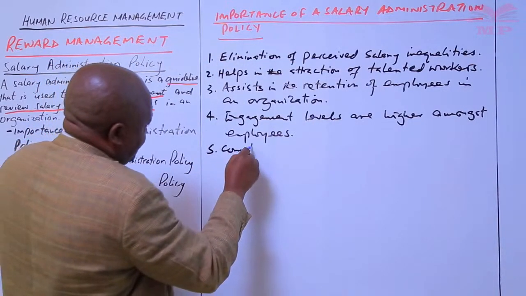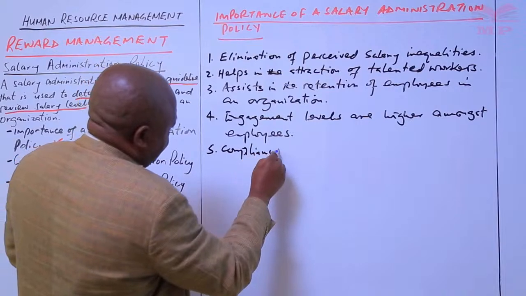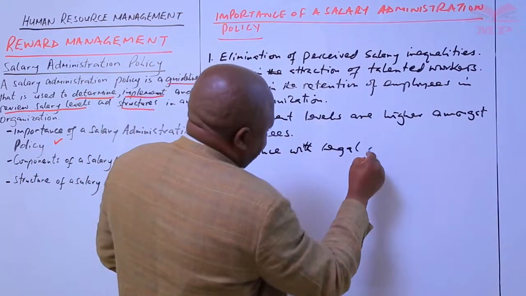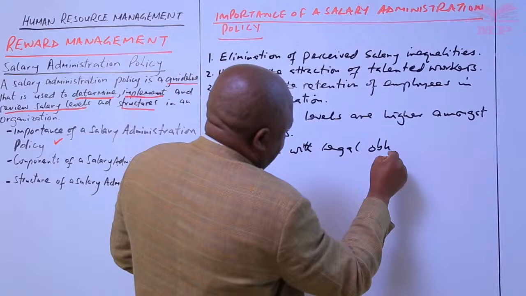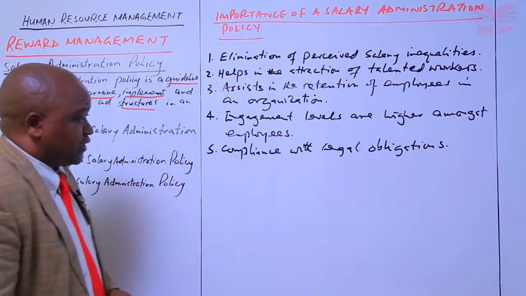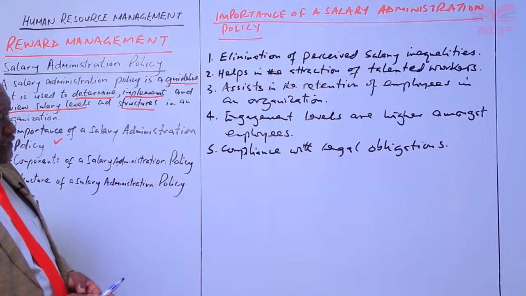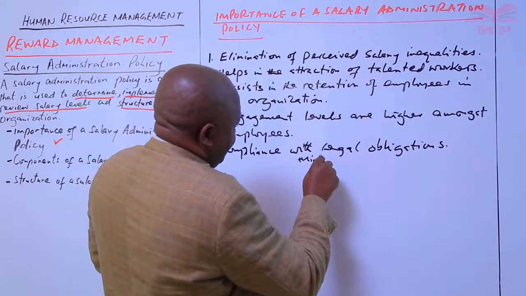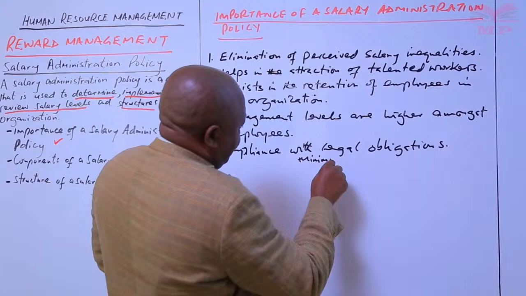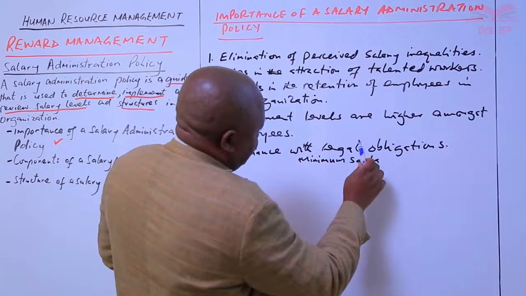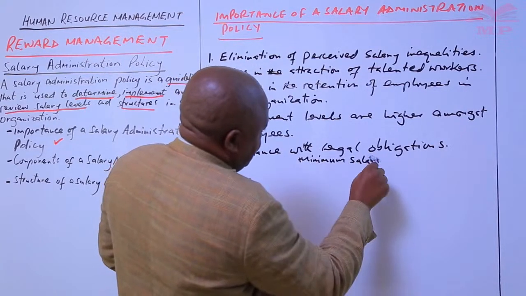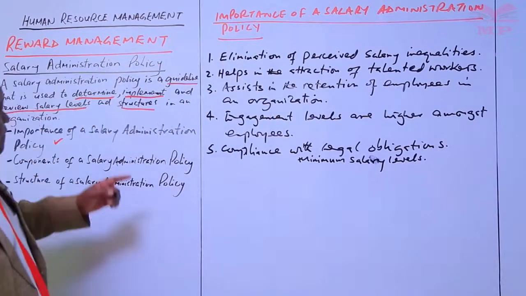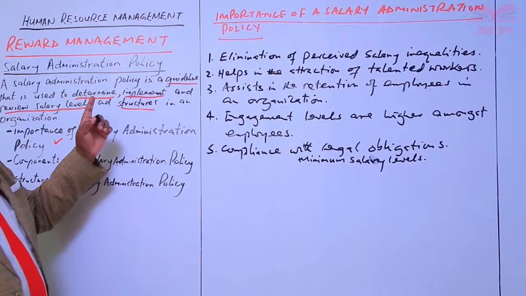Then compliance with the legal obligations. For example, if an organization is supposed to comply with the minimum wage, minimum salary levels, this kind of an organization will ensure that their policy is very clear.